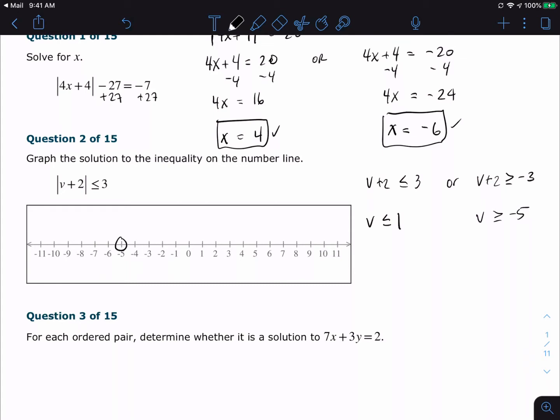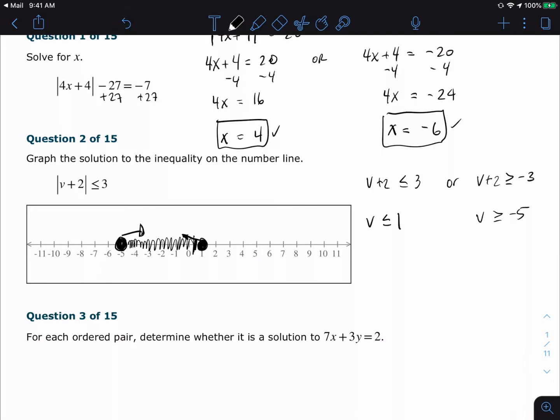So here's v greater than or equal to negative 5. It's going to go this way. And then at 1, greater than or equal to, again, it's shaded in, and we're going to go this way. And so what we end up having is this area is my answer to this problem.